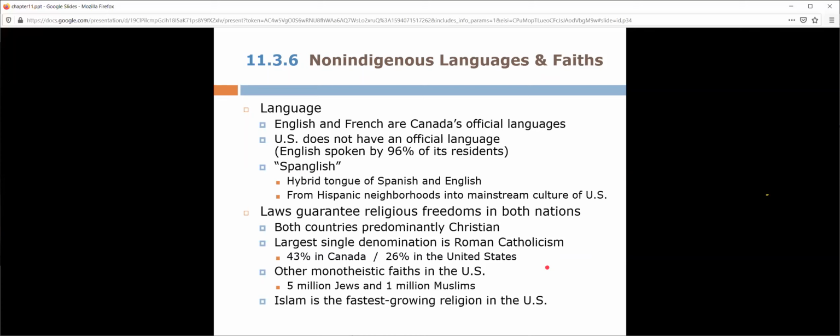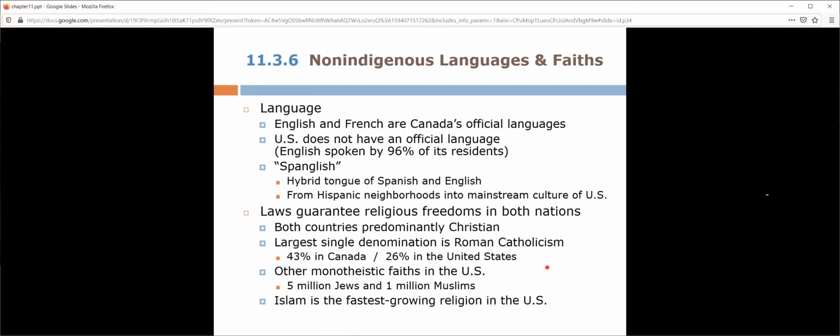Non-Indigenous languages. English, of course, is the official language. English and French, there we go, the official languages of Canada, whereas the United States technically does not have an official language, but it quote unquote does, and that would be English.